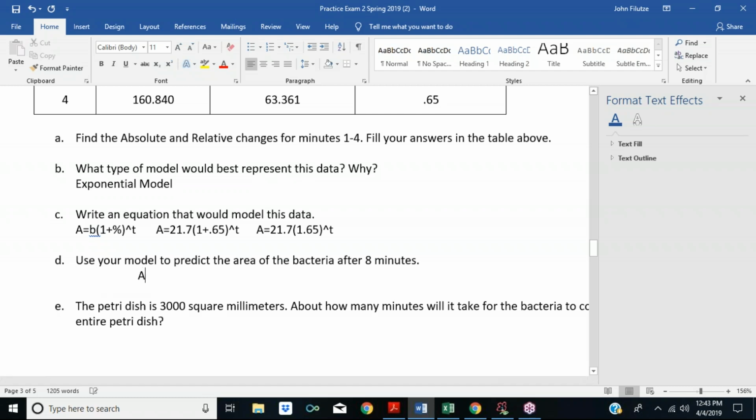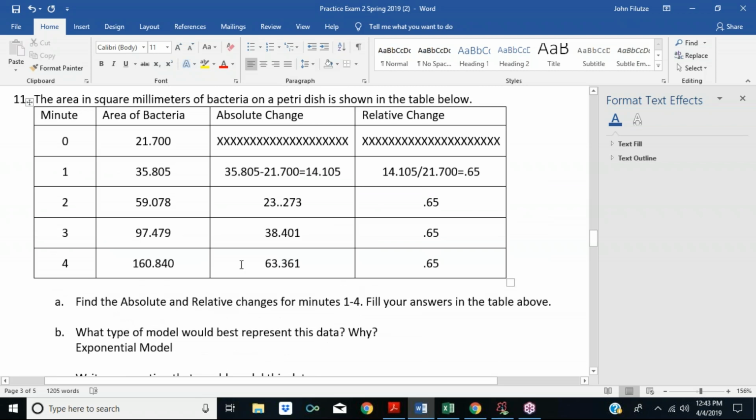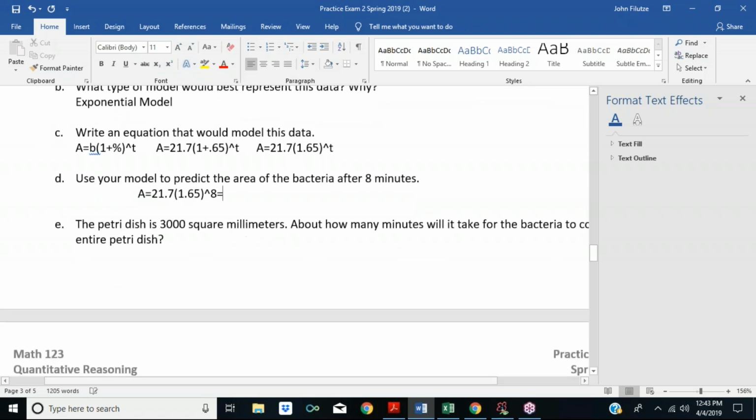And then use it to predict the area of bacteria after 8 minutes. So that's what it would look like. And then how many square millimeters would that give us? You have to be able to put that in your calculator.